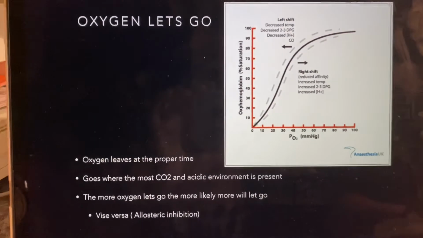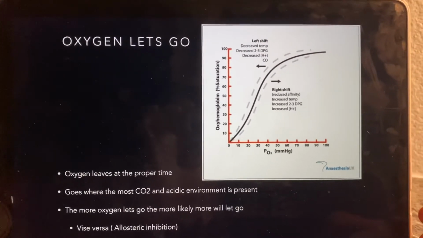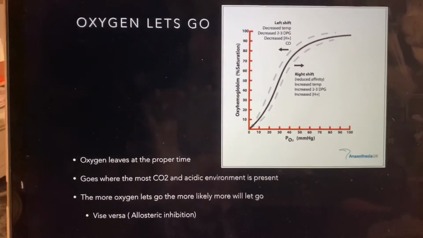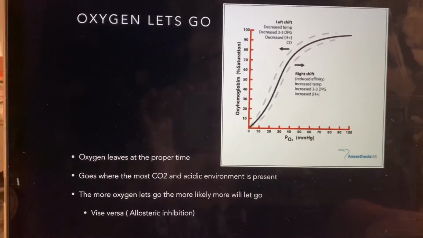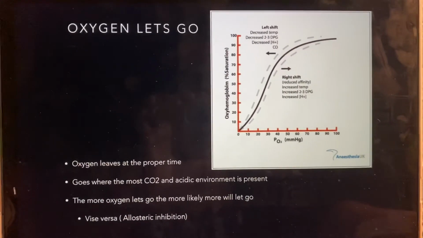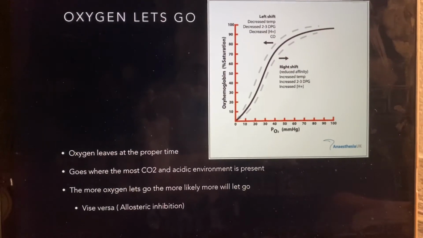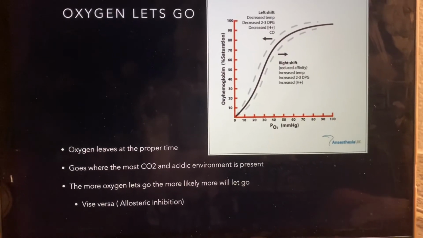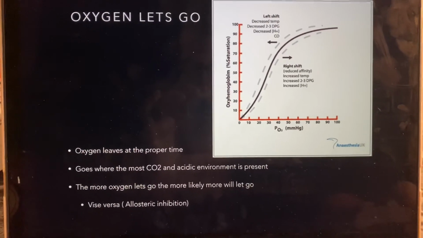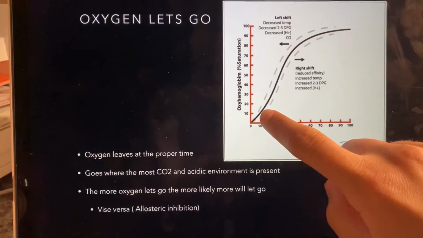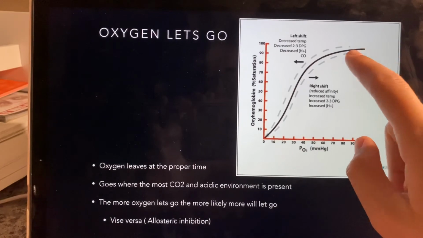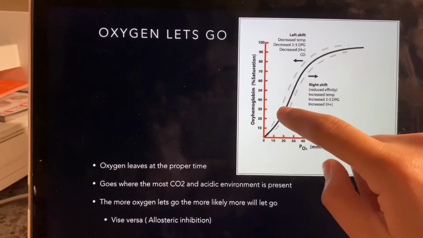Basically, oxygen goes where the most CO2 is. Back to our workout, when your muscles are working out, you release CO2 and this more acidic environment is present. Therefore it allows the oxygen to let go of the hemoglobin molecule much better and easier than it would in a normal environment. Like I said earlier, the more oxygen lets go, the more likely more will let go, and vice versa. The more it binds, the more likely oxygen will bind.